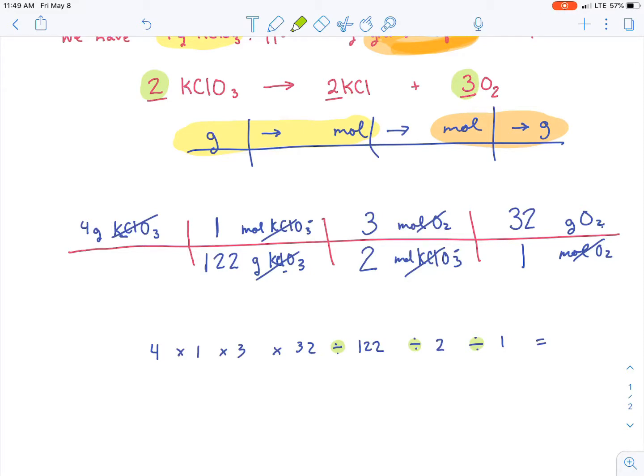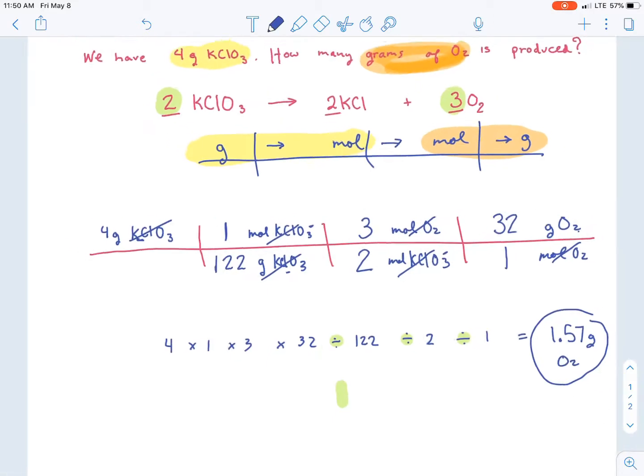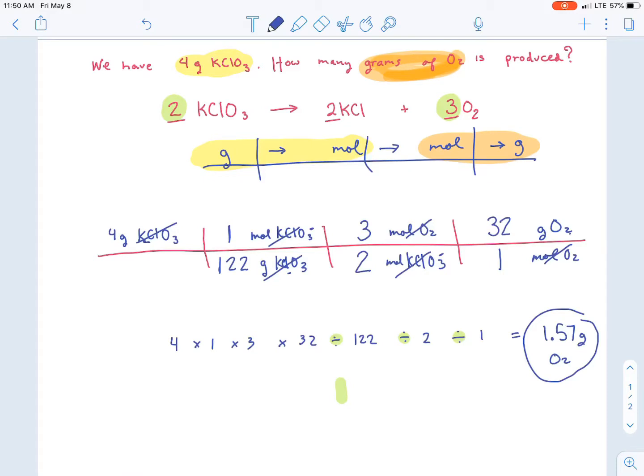You want me to do it? Okay. So 4 times 3 times 32 divided by 122 divided by 2 equals, I got 1.57. All right, and that's grams of O2. All right, and that would be your stoichiometry. Almost every stoichiometry problem follows this same pattern. So if you've got that down, you're good to go.